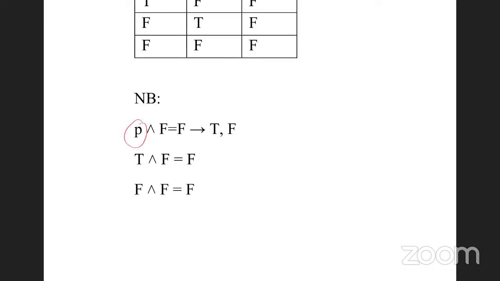So P could be anything. Once you have a conjunction and an F, it is always false. As a rule you have to learn.